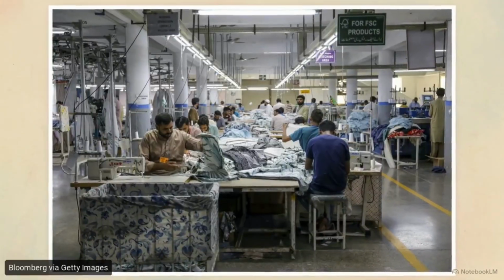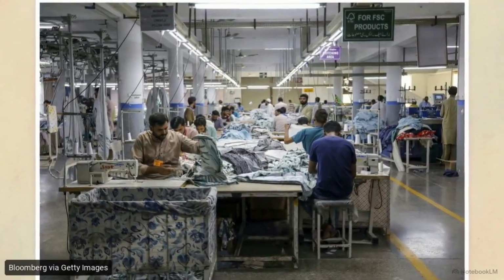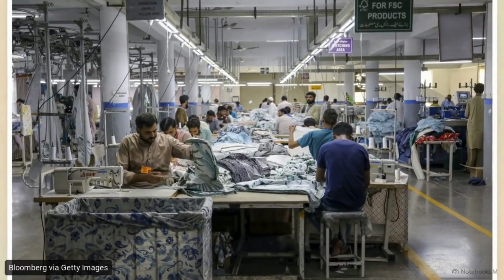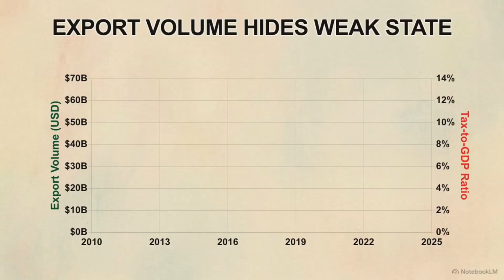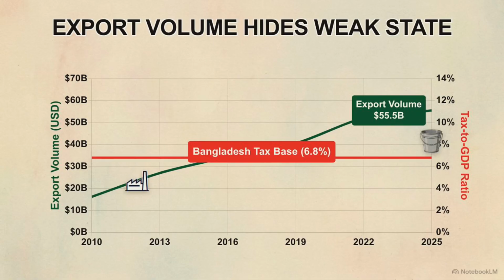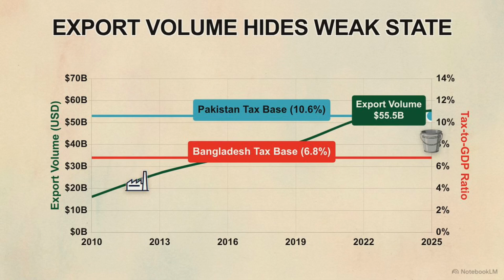The standard policy advice inside Pakistan is to abandon complex reform and simply replicate the mass manufacturing textile boom of Bangladesh. This graph plots Bangladesh's surging export volume against its underlying state capacity. Despite decades of RMG export growth, Bangladesh maintains a severely weak tax-to-GDP ratio of just 6.8%. Pakistan, constrained as it is, currently taxes its economy at 10.6%. Bangladesh's state is objectively weaker at capturing domestic revenue.